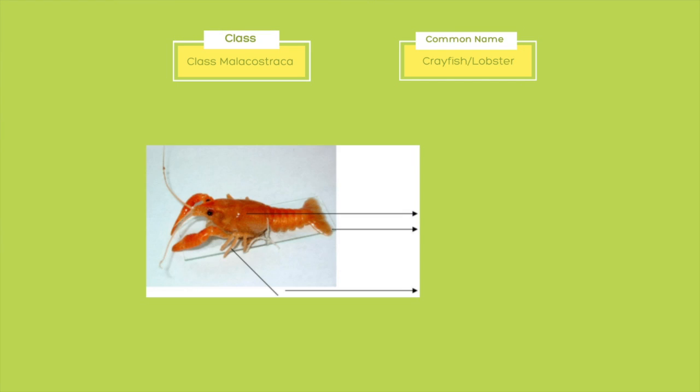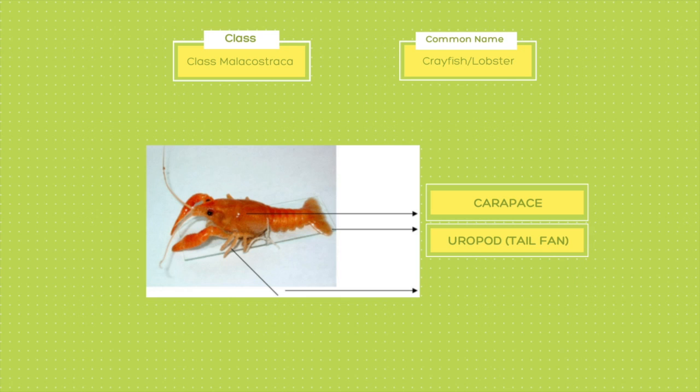Also under class Malacostraca, we see a creature commonly known as the crayfish or the lobster. Its dorsal surface boasts plate-like armor, which is the first structure called the carapace. This exoskeleton covers the head and the thorax of the lobster and helps protect it from predators. The next pointed structure can be seen posteriorly at the center of the lobster's tail fan. This is called the uropod, which assists lobsters in locomotion. Lastly, at the bottom of the lobster, we see its walking legs, which also assists in its locomotion.